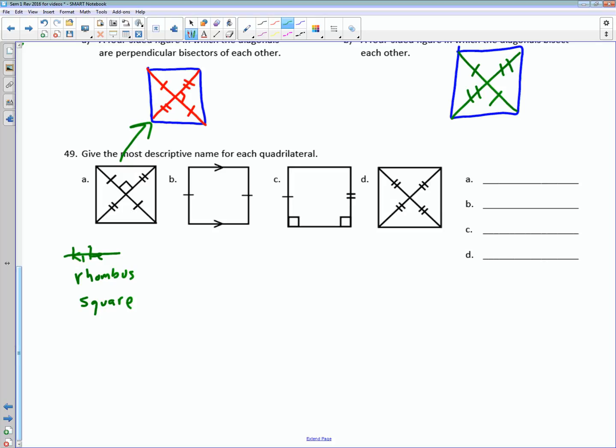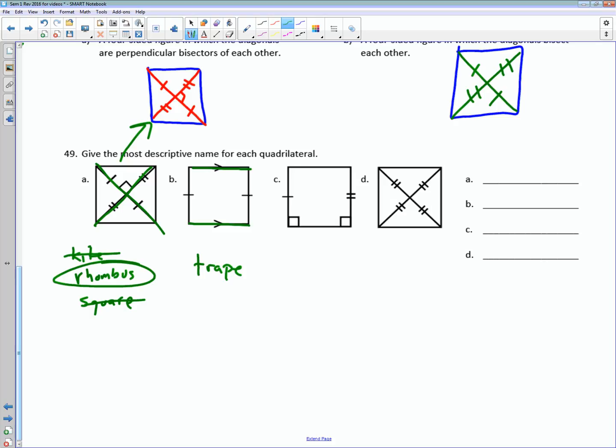a square. Because this diagonal has two marks on each side, it's not congruent to the one with only one mark. So the diagonals are not congruent, so it's not a square. That makes it a rhombus. In letter B, the arrows mean that the top and bottom are parallel. So one pair of parallel sides, so this is a trapezoid.